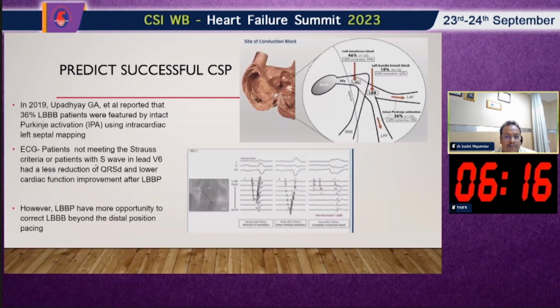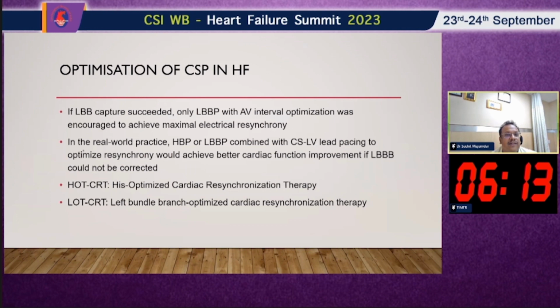So I am not going into detail. Next slide. So optimization of CSP in heart failure. If left bundle capture is succeeded, then only left bundle branch pacing with LV interval optimization is encouraged. But if you don't have a good left bundle capture and decrease of QRS, then you can add an LV lead. That is called a HOT CRT or a LOT CRT. Again, His bundle pacing is not being done these days much because of the concern I have already said. So LOT CRT is the choice in those cases where it is not optimized by left bundle pacing alone.